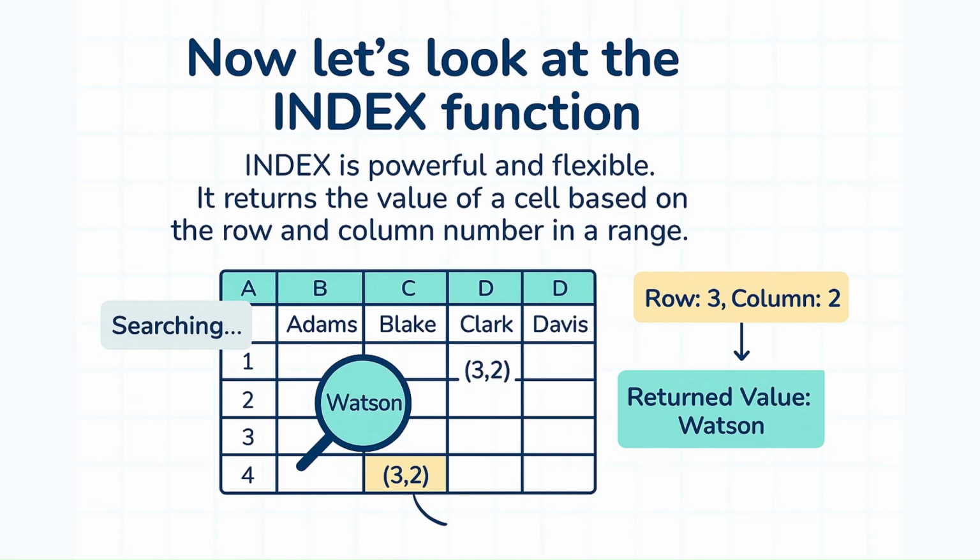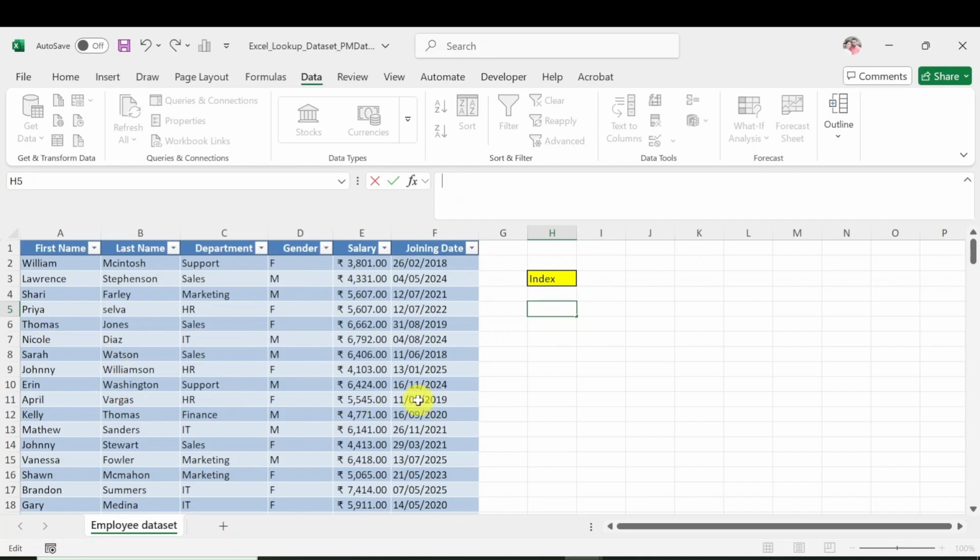Now let's look at the INDEX function. INDEX function is very powerful and flexible. It returns the value of a cell based on the row and column number in a range. Suppose we are given a row and column number and asked to fetch the value, we can use the INDEX function. For example, if we want the value in the third row and second column of a range A2 to C6, formula equals INDEX(A2:C6, 3, 2). Here A2 to C6 is our table range, 3 is the row number and 2 is the column number. It gives the value in row 3, column 2 of the table range A2 to C6.